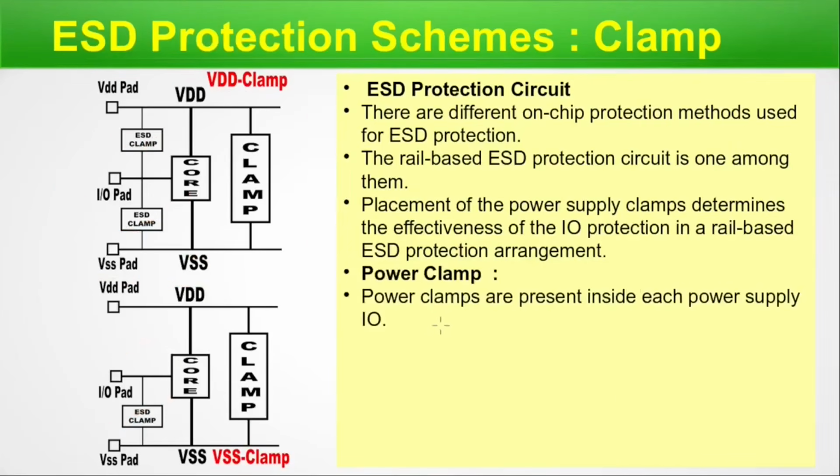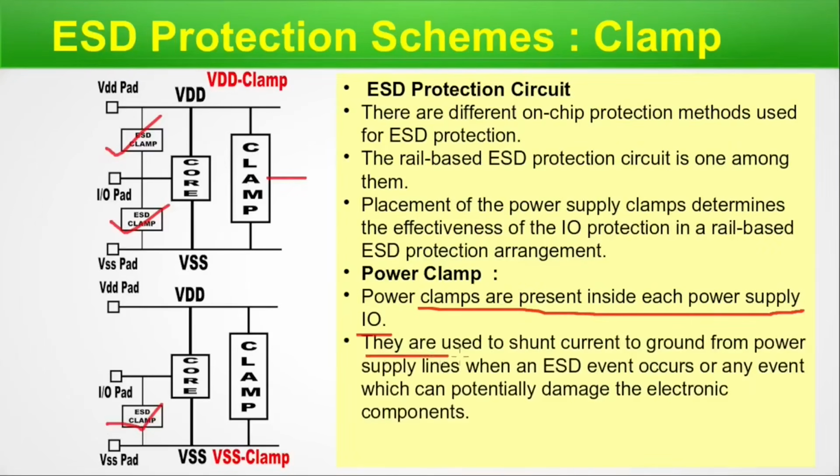Power clamp. Power clamps are present inside each power supply IO. So you can see that pads are here and where the clamps are connected. Power clamps. Basically, we're talking about this, or this, not about this one. This is a power clamp. They are used to shunt current to the ground from power supply lines when an ESD event occurs or any event which can potentially damage the electronic components.